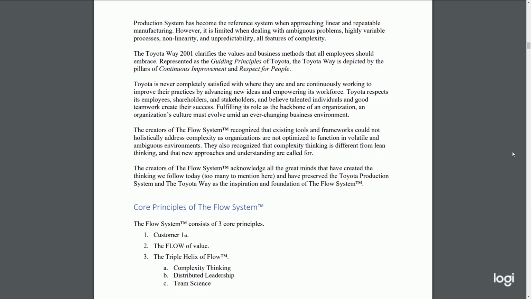Core principles of the flow system. The flow system consists of 3 core principles. 1. Customer first. 2. The flow of value. 3. The triple helix of flow. A. Complexity thinking. B. Distributed leadership. C. Team science.